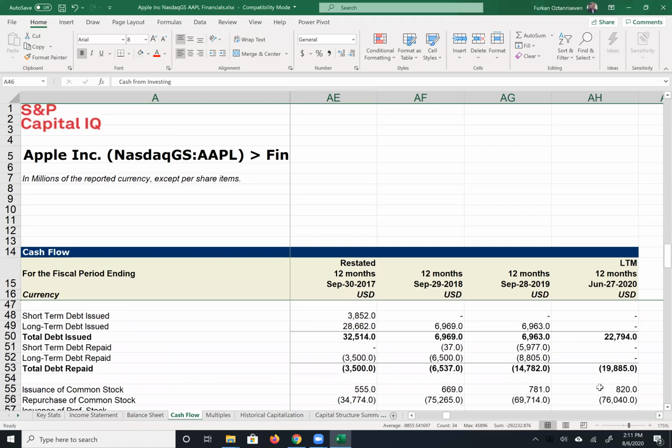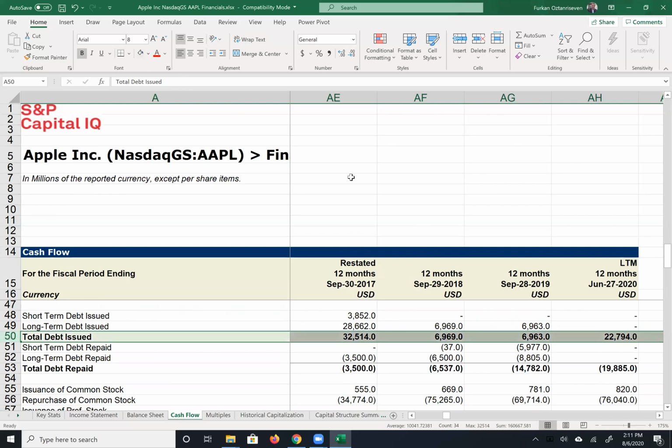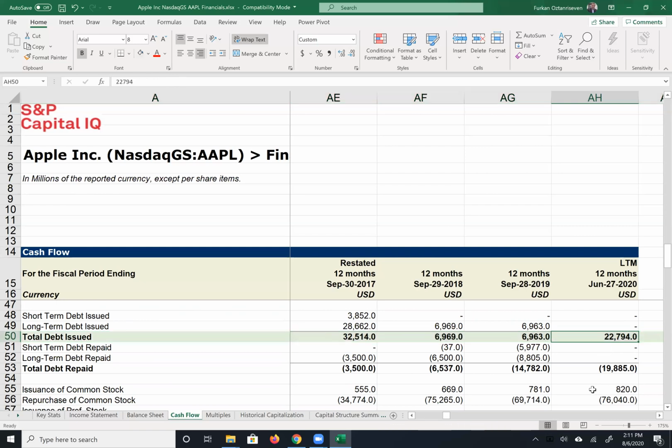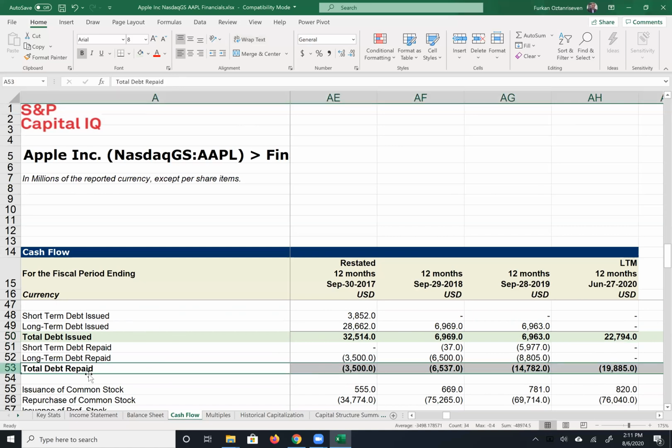Plus, we need to look at now the cash flow from financing. We can see here the total debt issued. Apple issued new debt of $22.7 billion. That's a positive cash flow because when we issue new debt, basically we owe more money, but in exchange we get more cash. But in the same 12 months, Apple paid $19.8 billion of debt. So the net is really around $3 billion. You can see these two numbers.